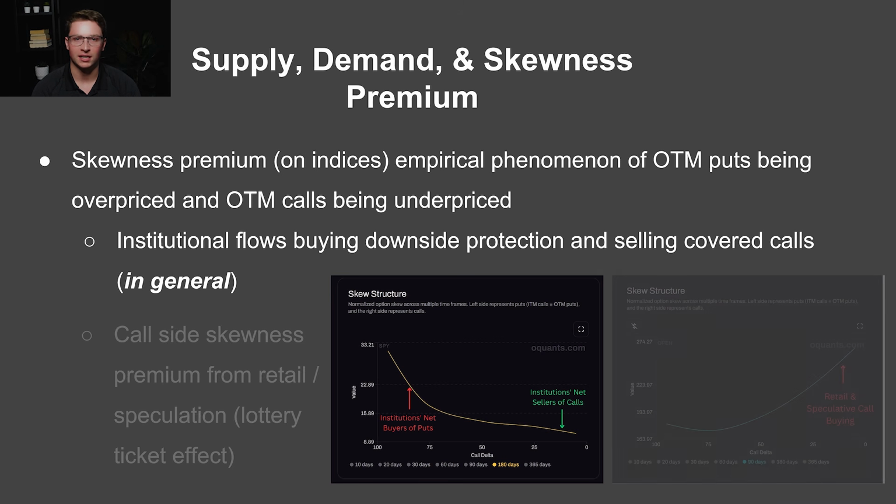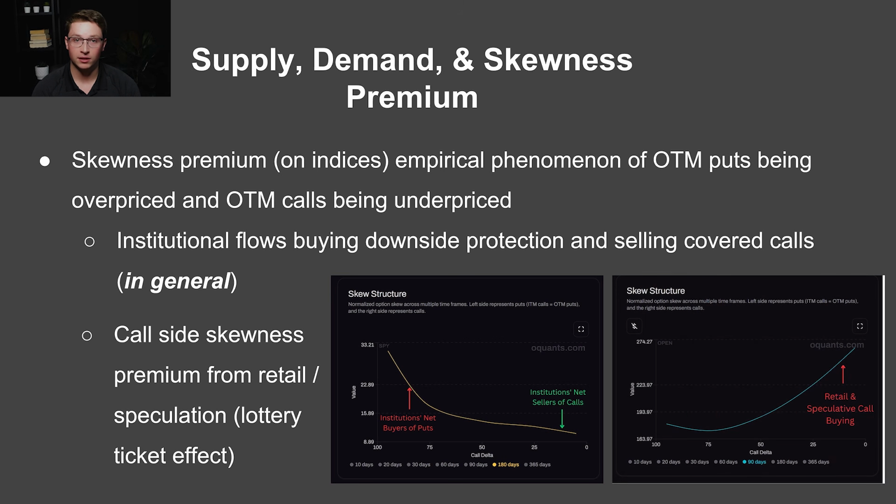There's also the lottery ticket effect on the upside. Retail and speculative participants often buy out-of-the-money calls, hoping for a big move. These options are cheap in dollar terms, but offer asymmetric payoff profiles, small cost for potentially large return. To take the other side, sellers demand a premium due to the unattractive payoff, small premium collected versus large potential loss.